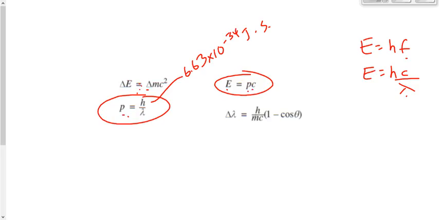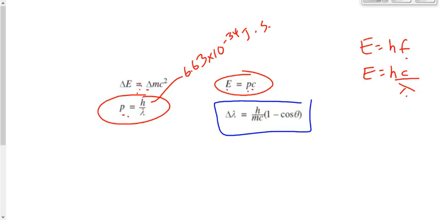Finally, here's the last equation you do in Physics 30. The very last one. The doozy, though. Delta lambda is equal to h over mc times 1 minus cosine theta.